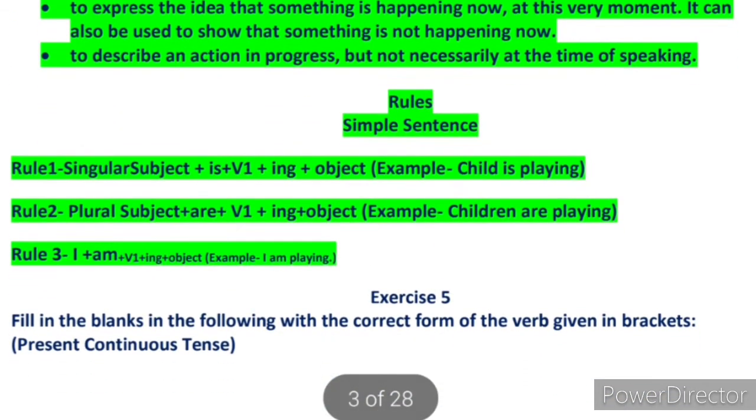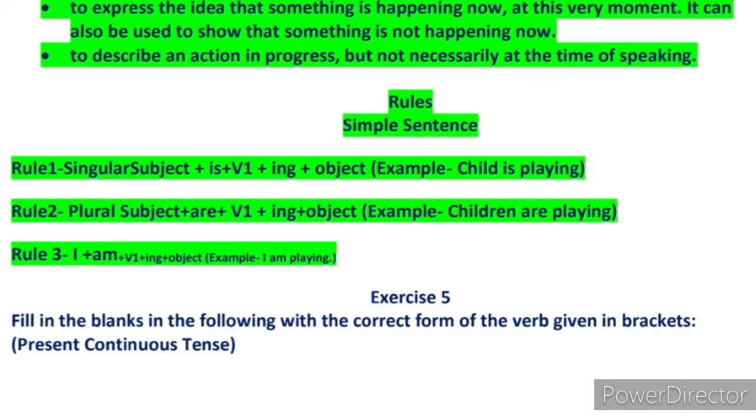Now the rules. Again, 4 types of sentences. Simple sentence first of all. So rule 1, singular subject. If the singular subject is there, then singular subject plus is plus v1 plus ing plus object. For example, child is playing. Second, if the plural subject, then plural subject plus are plus v1 plus ing plus object. For example, children are playing.